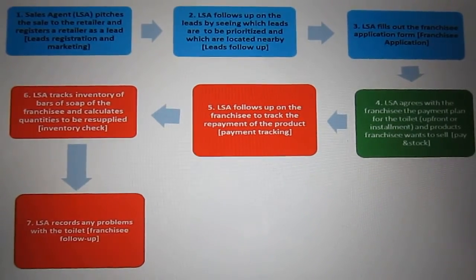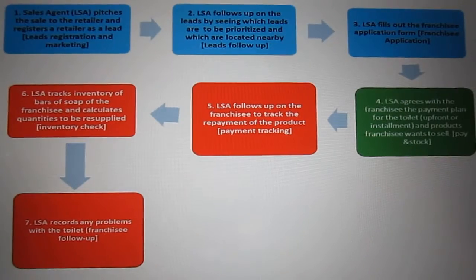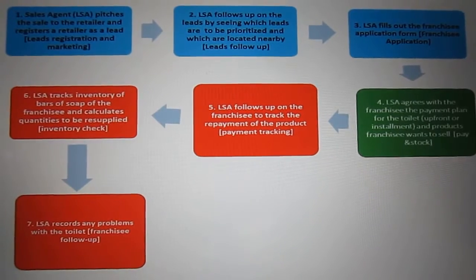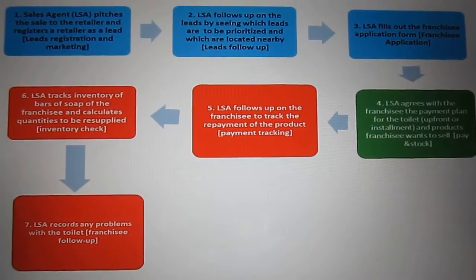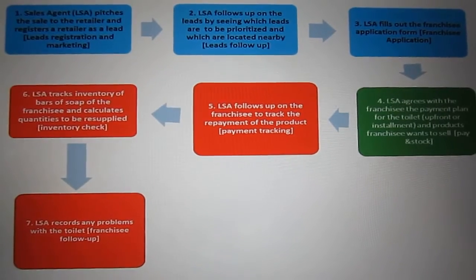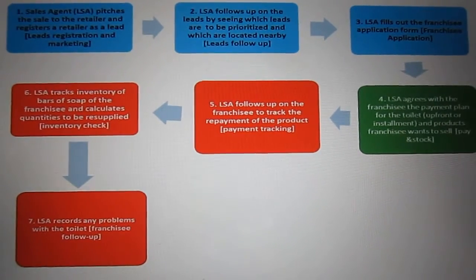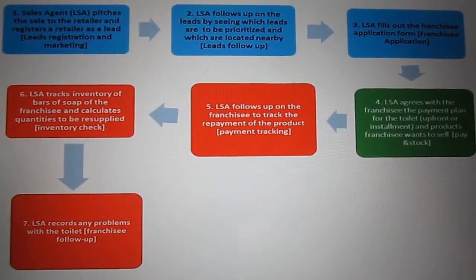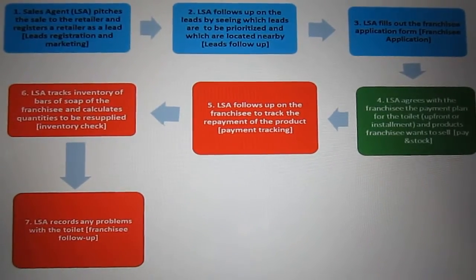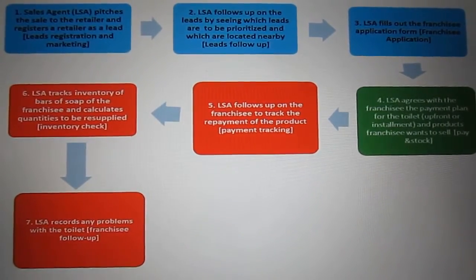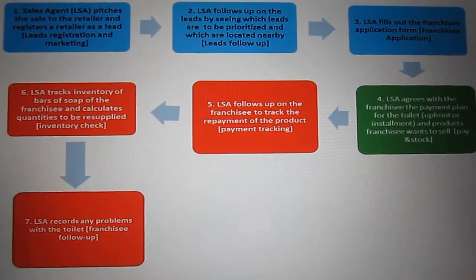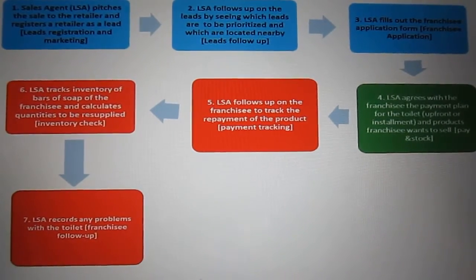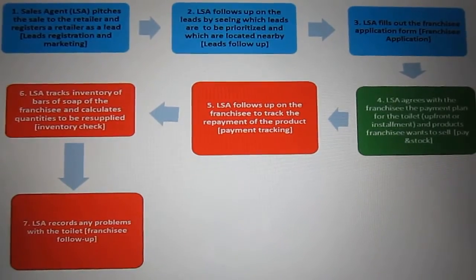In the next step, the LSA agrees with the franchisee the payment plan for the toilet, which can be upfront or through installments, and the products the franchisee wants to sell as part of his business. In our example, this product is a bar of soap. After this, the LSA follows up on the franchisee running the toilet as a business on a monthly basis. And every time the LSA visits the franchisee, he does three things. He tracks the repayment of the products, tracks the inventory of the bar of soap for the franchisee and calculates the quantities to be resupplied, and then records any problems which the toilet might have.